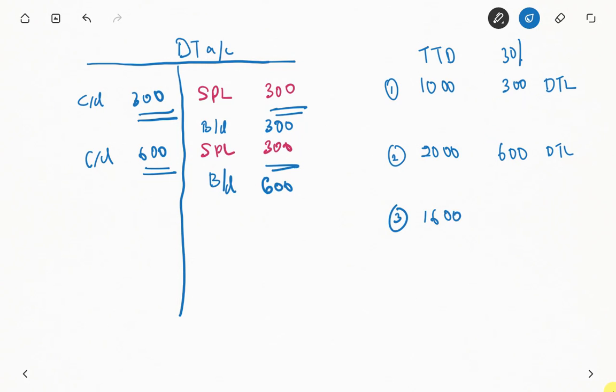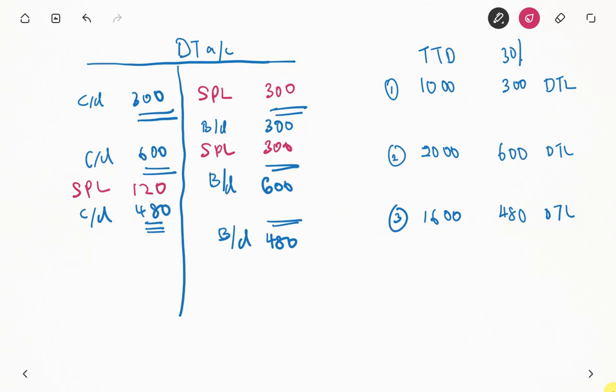Third year, 1,600 is also a TTD, so 30% will be 480. TTD will give rise to DTL, so in the third year the DTL is 480. Income or expense? It is an income, from 600 to 480, so 120 income. Yeah? Okay.